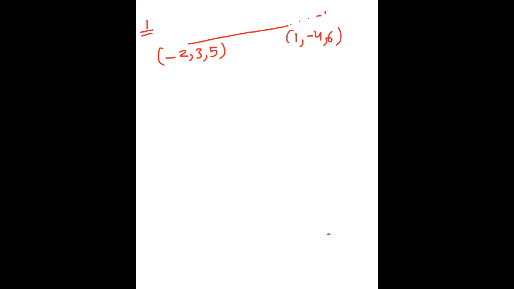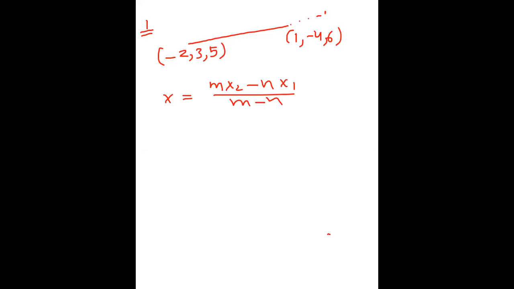So it will be 2:3. So x will be (mx2 minus nx1) upon (m minus n) for external division. For internal, it will be (mx2 plus nx1) upon (m plus n). For internal, the plus sign will be coming. For external, the minus sign will be coming.